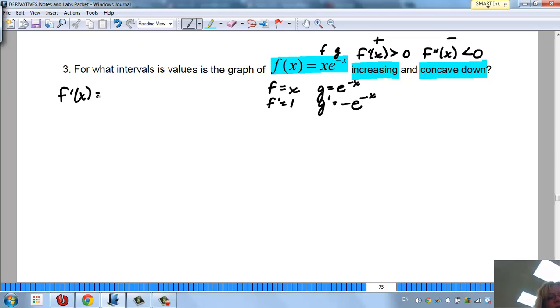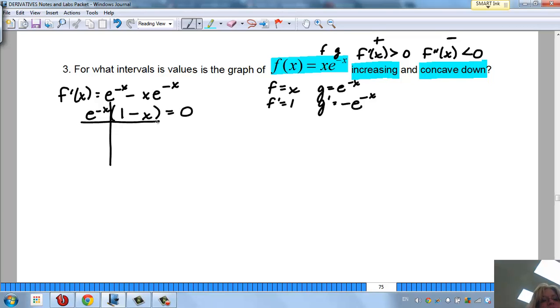If I do this, I get f prime g, so I have e to the negative x, plus f g prime, which is negative x e to the negative x. So I just did the first derivative. Now what we have to do is put this equal to 0, but before I do that, I want to factor this to make it easier. I'm going to factor out e to the negative x, leaving 1 minus x, and I'm going to put it equal to 0 to find out at what points the slope is 0, so I can find the increasing and decreasing.